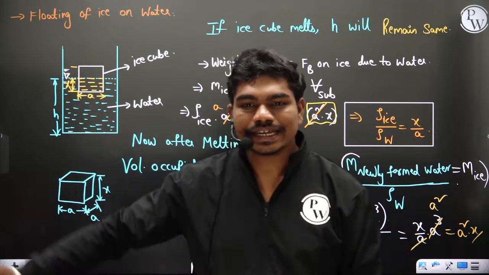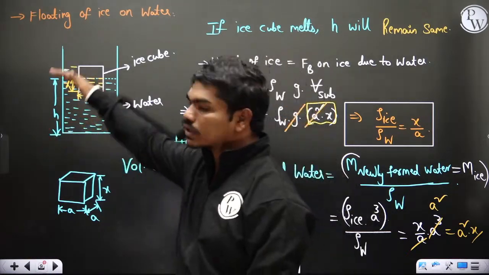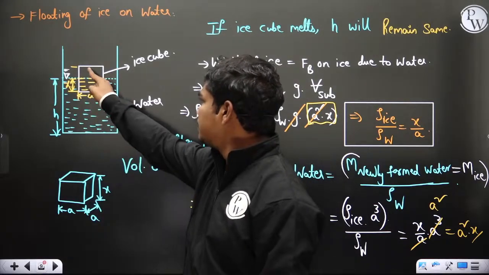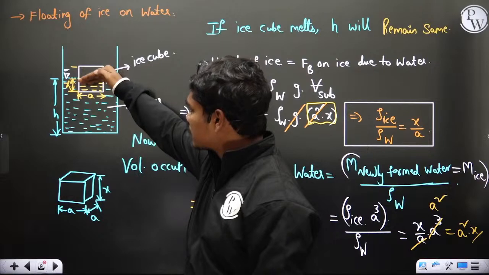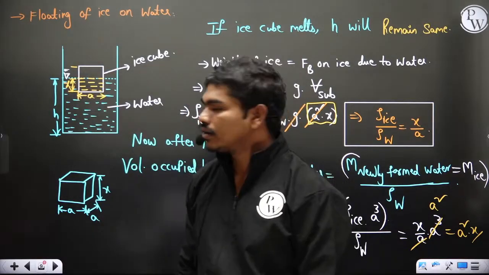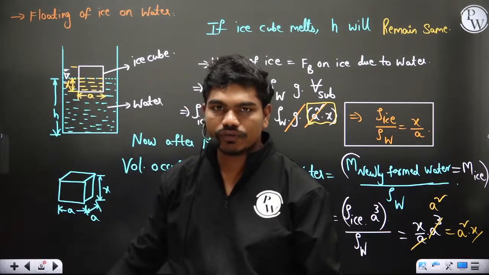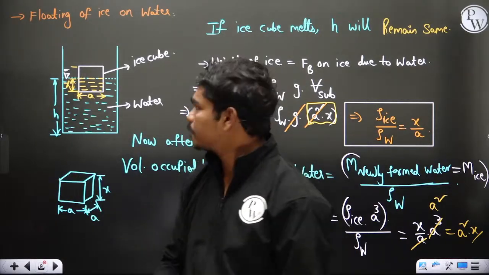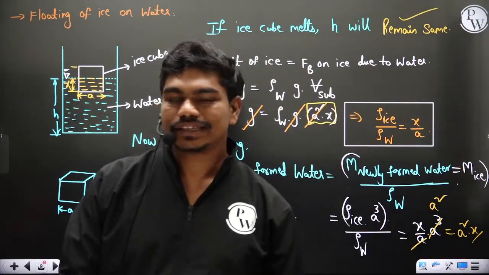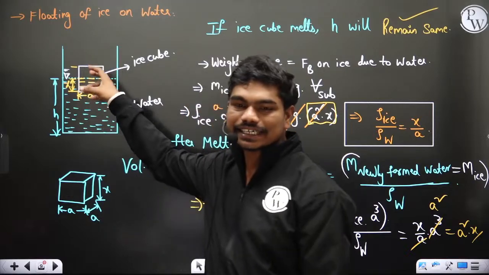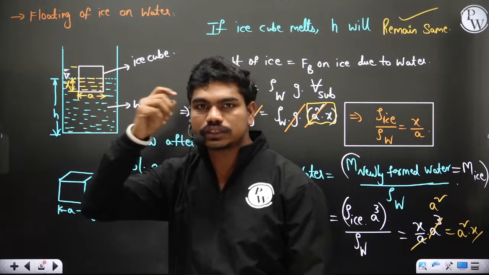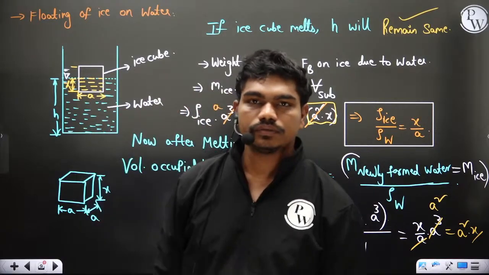If complete water is getting adjusted within that space, then what happens to the total h? Because of the complete melting of the ice cube, the water is formed and that water is getting adjusted in this space exactly, which is a square x. Then obviously this h will not move. So h actually remains the same. That's why this statement is correct. Many people think that if this ice gets melted, because an equal amount of water gets formed, this h will increase. But that's not the case actually.